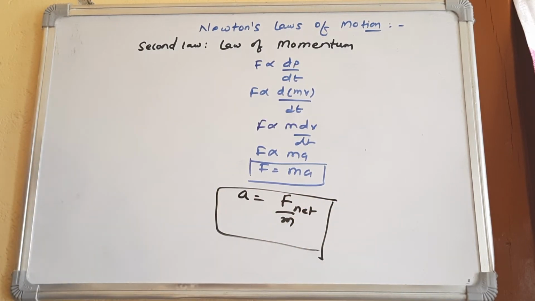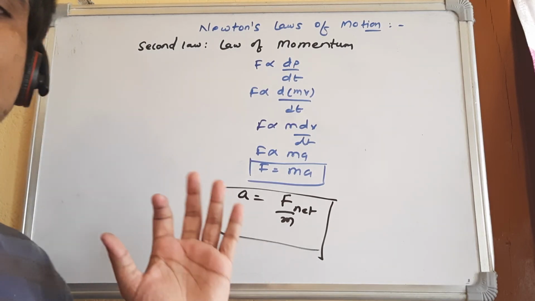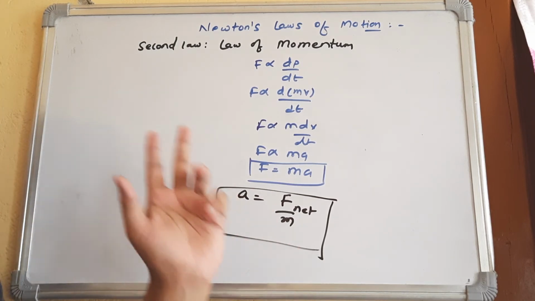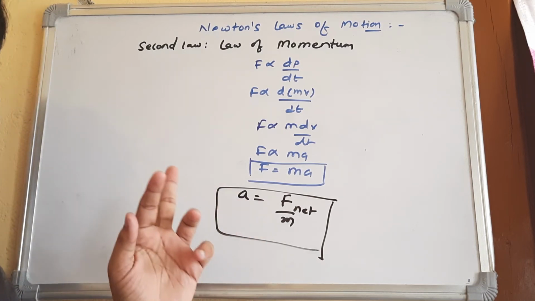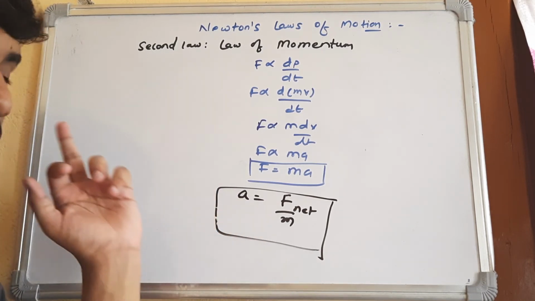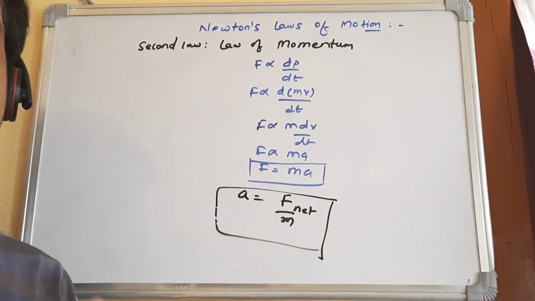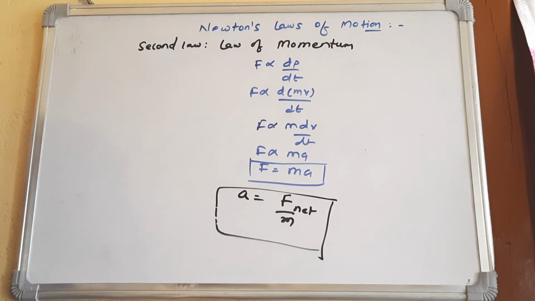So I can also rewrite the second law as: the acceleration of any object or body is the ratio of the net force applying on it to its mass. The acceleration of any body is the ratio of the sum of all forces applying on the body divided by its mass in an inertial frame. Let's not forget that, in an inertial frame. Right. So now we have discussed this law of momentum.